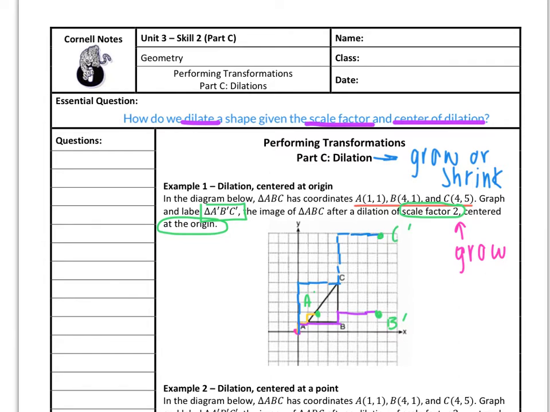And now if I connect those points, A prime to B prime, B prime to C prime, A prime to C prime, there's my new triangle there in green. So if I outline my original triangle, A, B, C, compared to A prime, B prime, C prime, I will notice that that triangle has in fact grown. And if I checked my numbers here, I doubled all the sides, and I doubled them because my scale factor was 2, and they doubled their distance from the origin. So wherever your center of dilation is, that's where your shape is either going to grow or shrink from. So that was one example. I'm going to take you now through a second example.